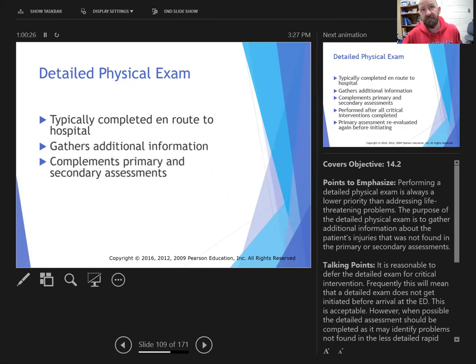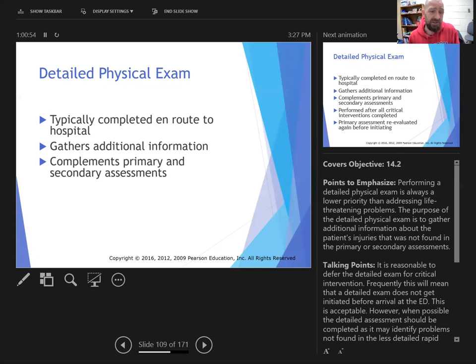The detailed physical exam complements, as it says here, the primary and secondary assessments, in that we'll redo everything, basically. We'll take our time, check back in on our ABCs, make sure everything's good, make sure the chief complaint is the same. We'll check in on our priority. Again here, are we still at the same priority level? Do we need to adjust it up, down, whatever it might be?